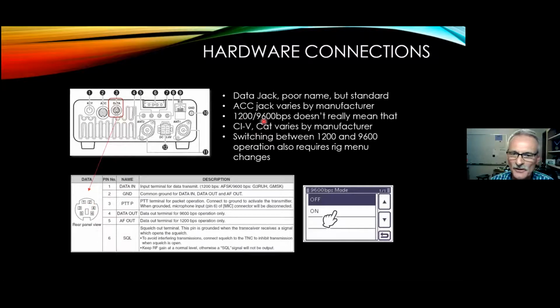They say 1200 and 9600. That doesn't mean that you're going 1200 or 9600. That just refers to the types of packet TNCs that we used to connect to these radios. They either came in a 1200 flavor or a 9600 flavor. So that's what they're talking about there. It doesn't really mean that that's the speed that you're going to be going.